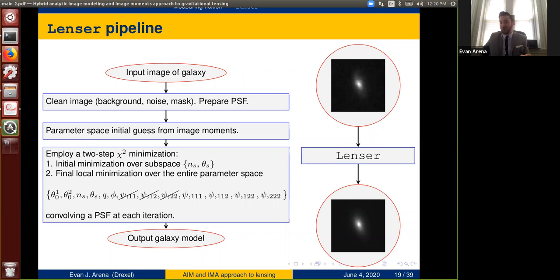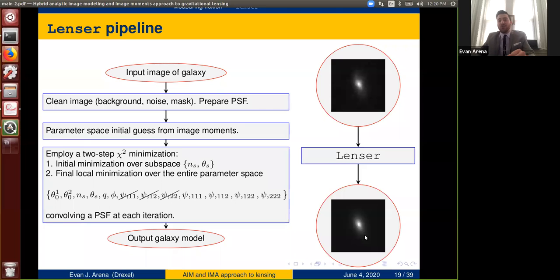The flowchart on the right takes a slightly less sophisticated view of the pipeline. Picture of a galaxy goes in, fax machine noises, picture of a galaxy comes out, which is the model, and it'll spit some numbers out at you.